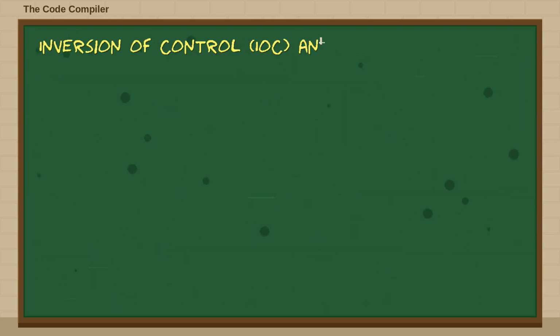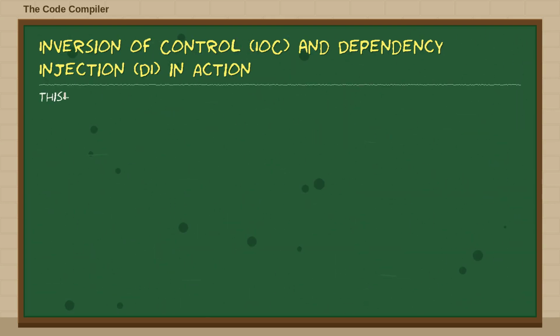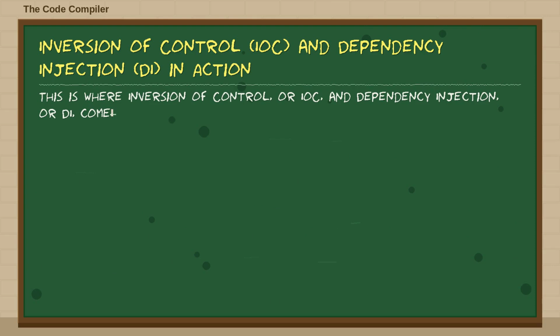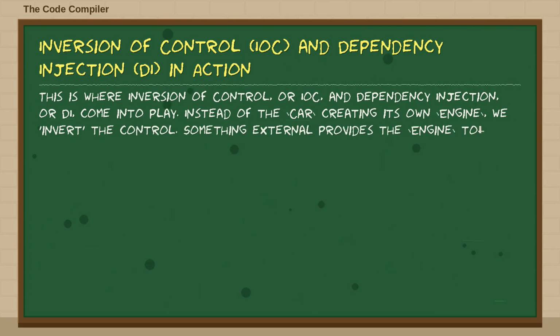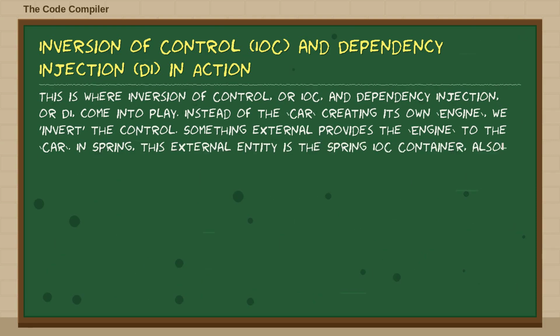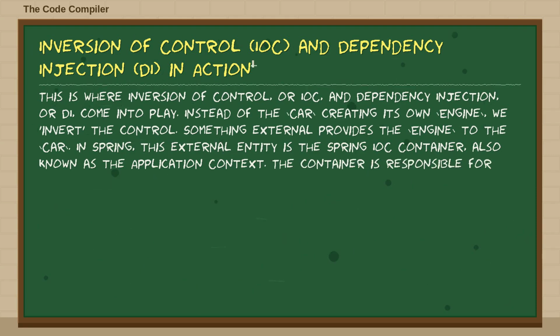This is where inversion of control, or IOC, and dependency injection, or DI, come into play. Instead of the car creating its own engine, we invert the control. Something external provides the engine to the car. In Spring, this external entity is the Spring IOC container, also known as the application context. The container is responsible for creating objects, wiring them together, and managing their entire life cycle.